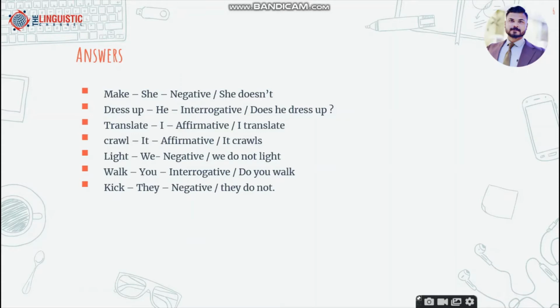आपने he के साथ does he लगाया होगा, as it is the rule that with he, she, it, in interrogative we use does, and then translate. So I translate, or you translate, or whatever. It's just an easy word. It crawl. So it was a very easy verb. You must have made it correctly. Okay, we do not light. Do we walk? Don't forget to put a question mark when you're forming an interrogative. And kick, they do not kick, right?